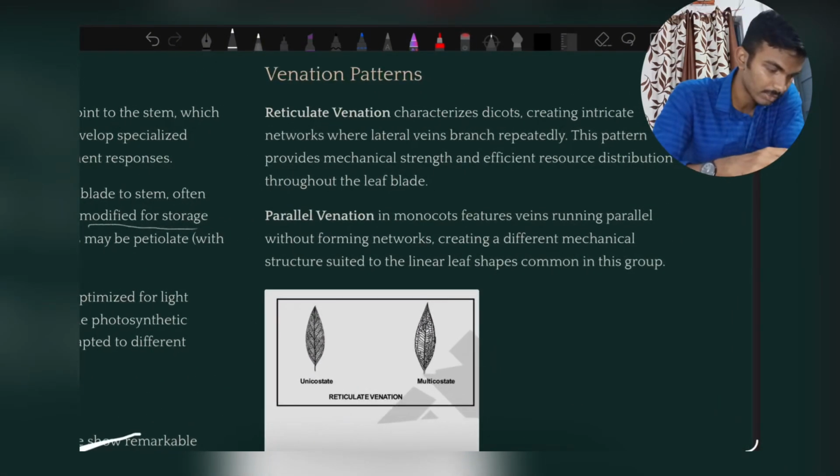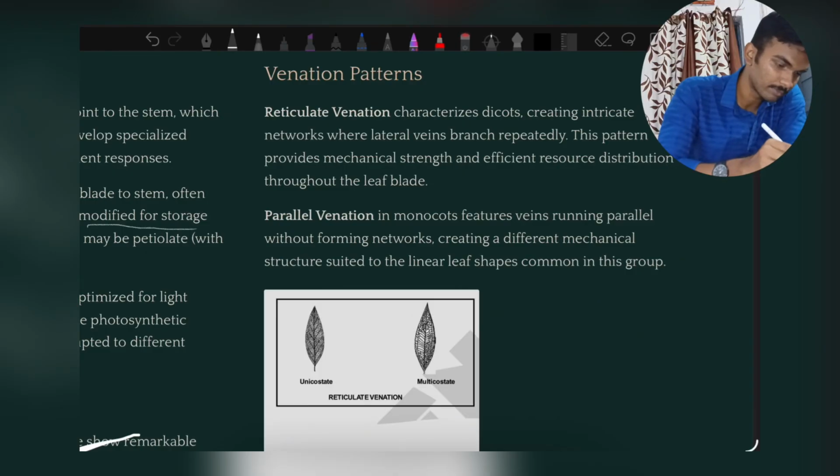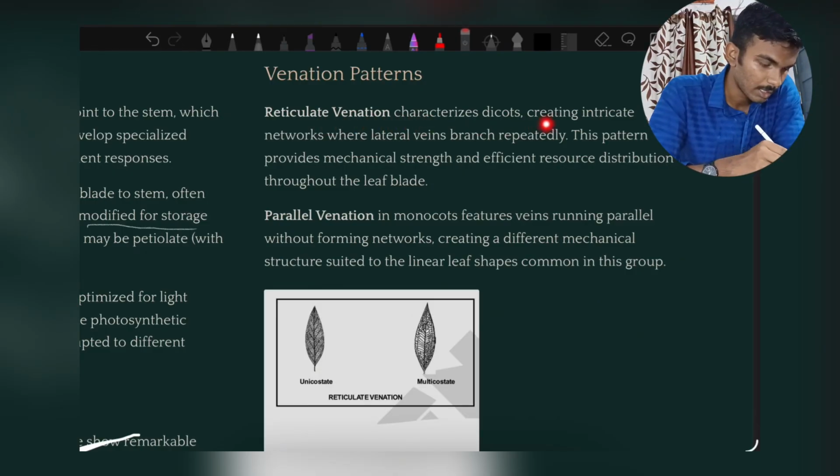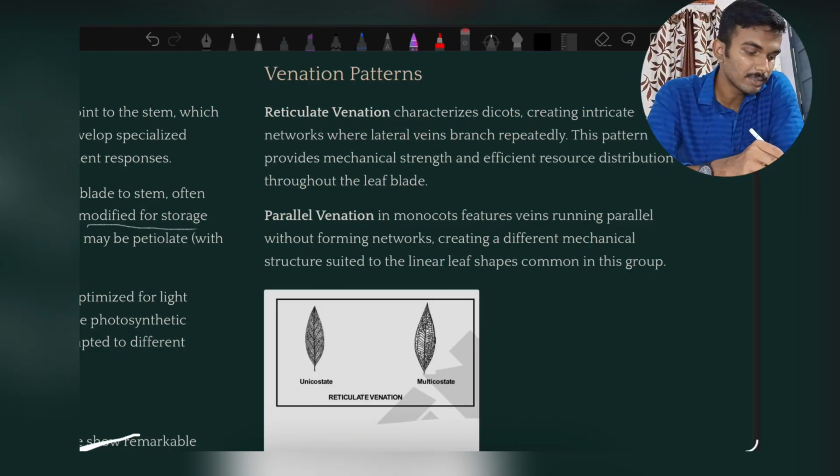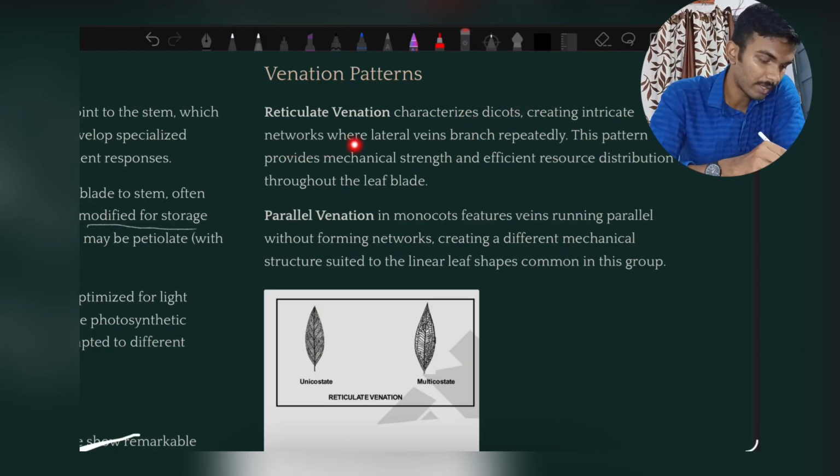Venation patterns. Reticulate venation characterizes dicots, creating intricate networks where lateral veins branch repeatedly. This pattern provides mechanical strength and efficient resource distribution throughout the leaf blade.